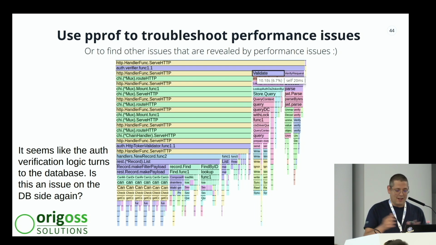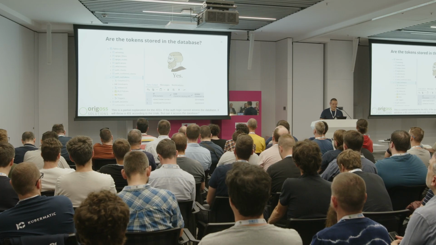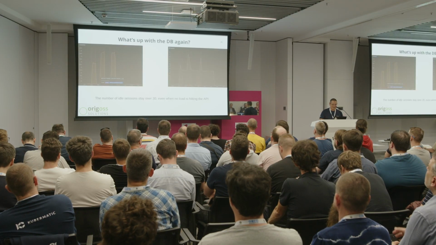Anyway, Corteza has this built-in mechanism to verify the token also in the database. I checked in the database schema, and yes, there is this 002 tokens table, which could be an explanation why we are getting 401 errors and why there is a higher load. But I was still not sure that this is the case, so I went on and verified.